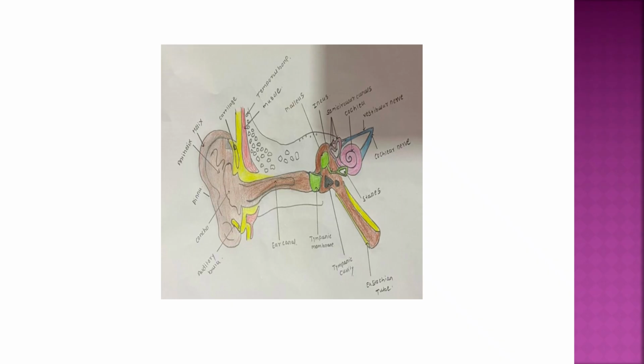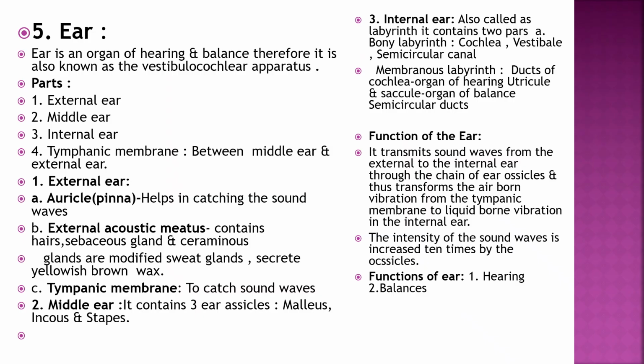The next sensory organ is the ear. The parts are the external ear, middle ear and internal ear, and the tympanic membrane between the middle and external ear. The external ear has parts like the auricle or pinna, which helps in catching the sound waves. Then it has an opening called the external acoustic meatus, which contains glands, and sebum or wax production is there to filter the sound waves from dust and bacteria. Then the tympanic membrane catches sound waves.